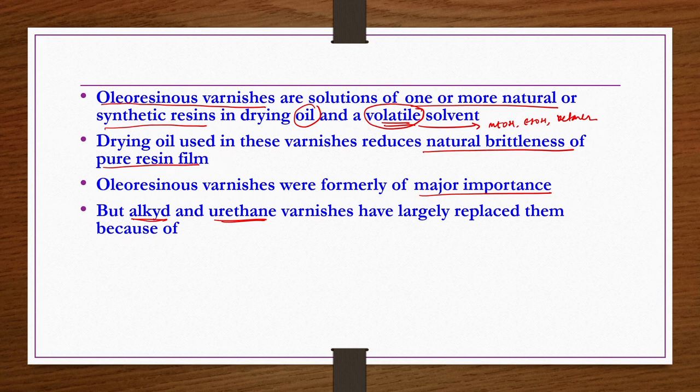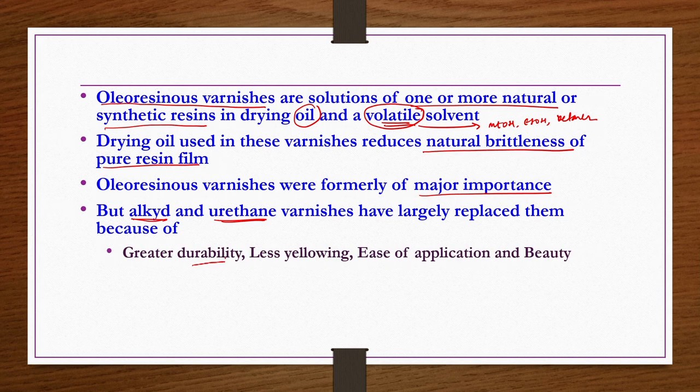Why? Because of the durability and then alloying, ease of application and beauty. When you use the varnishes made up of alkyd and urethane resins, then you get a better durability, then the alloying problem would be less by using these alkyd varnishes.